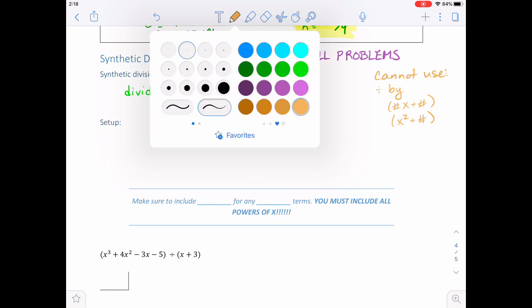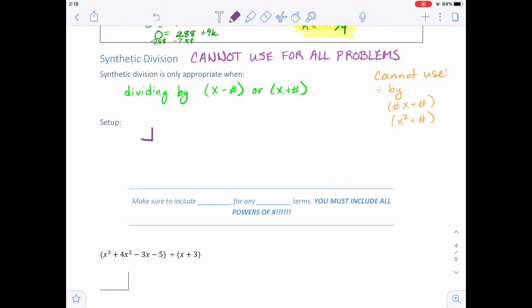To set up our problem, we have a little box here, and inside this box goes the solution, right? So if it's x minus a number, then the number goes inside. If it's x plus a number, then we put negative the number inside. We've got to change the sign. We've got to put the solution. On the top row go all of our coefficients in standard form. And it is all of them.